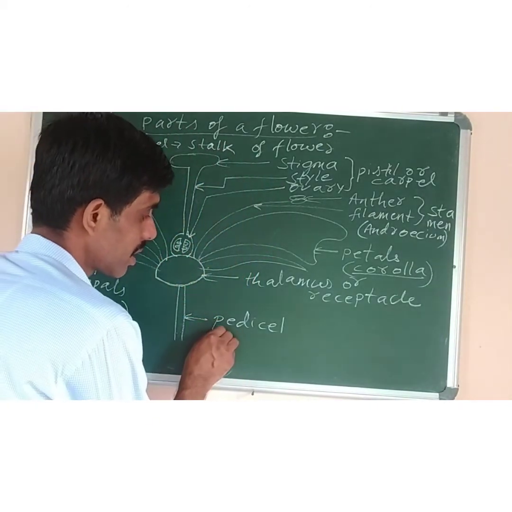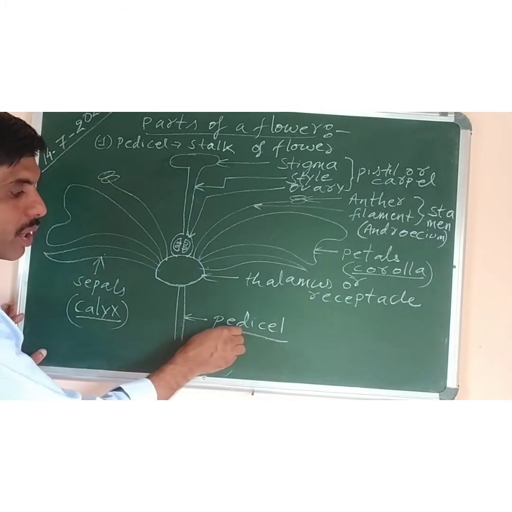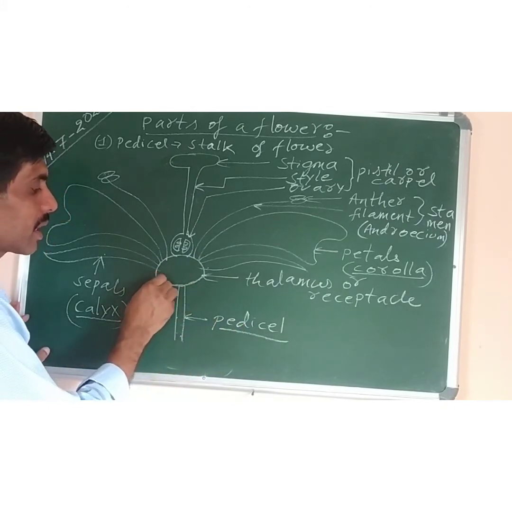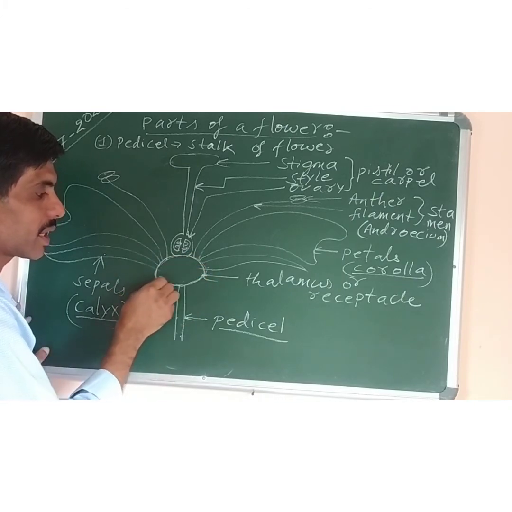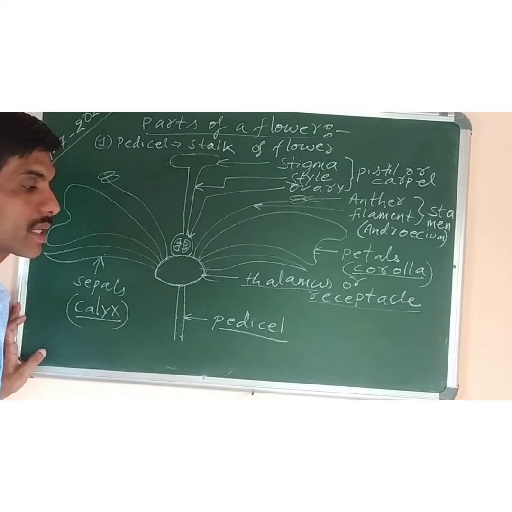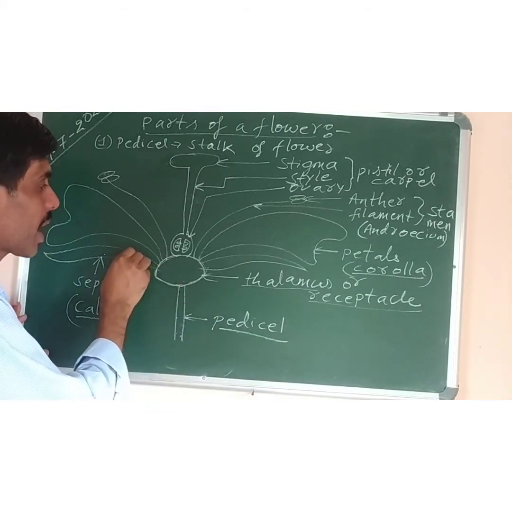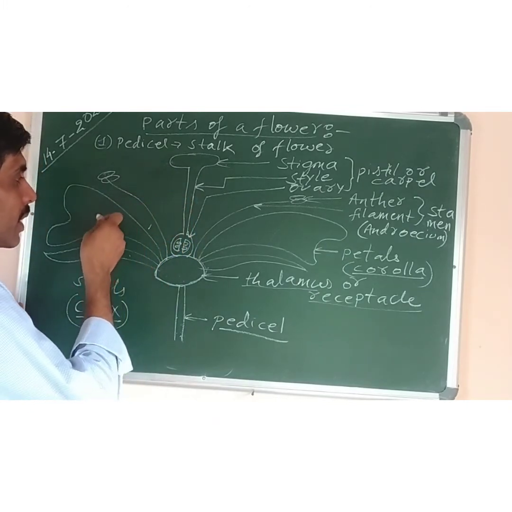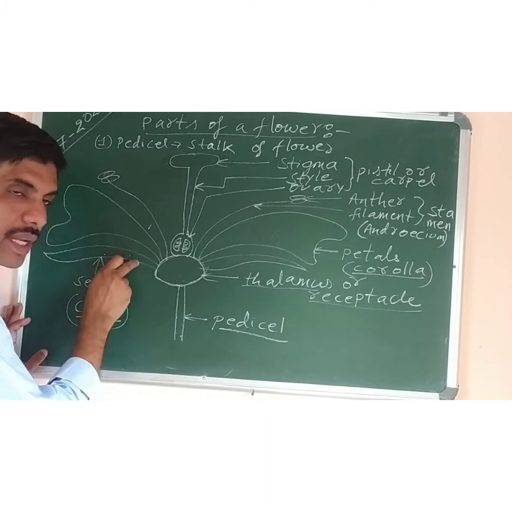So outermost, this one, the stalk of the flower is called pedicel. The function is to attach the flower with the stem. Then the tip of the pedicel is somewhat broad, flat. It is swollen. It is known as thalamus or receptacle. What is the function? On this thalamus or receptacle, all the floral parts, that is the stigma, style, ovary, the stamen or the corolla, all of them are borne on it only.